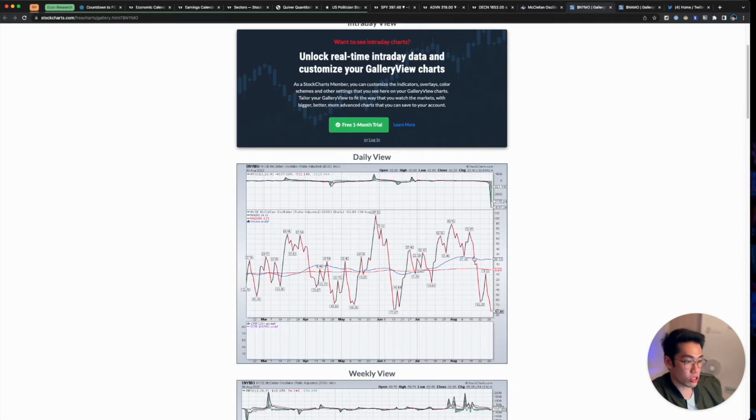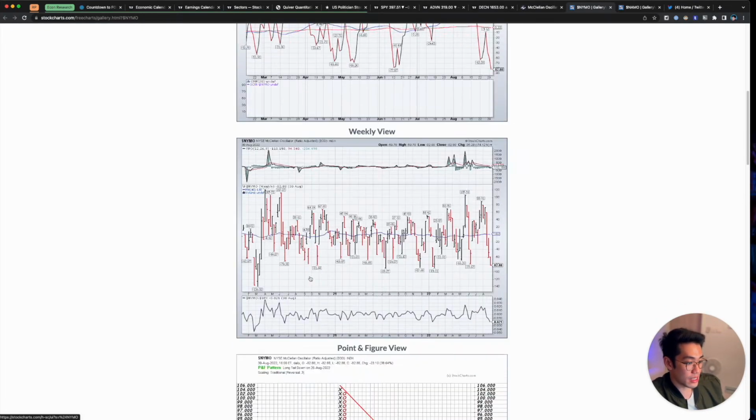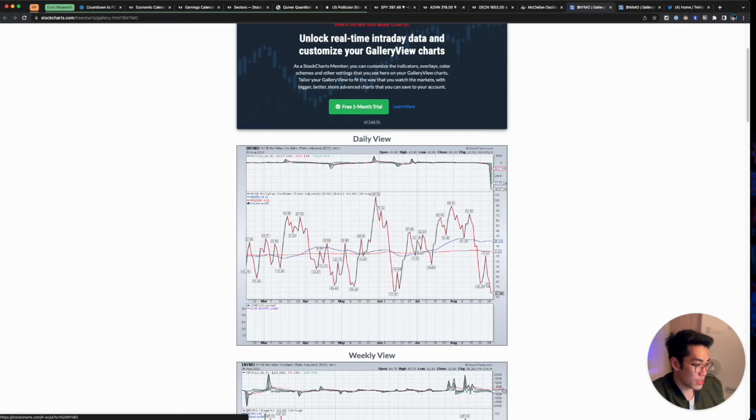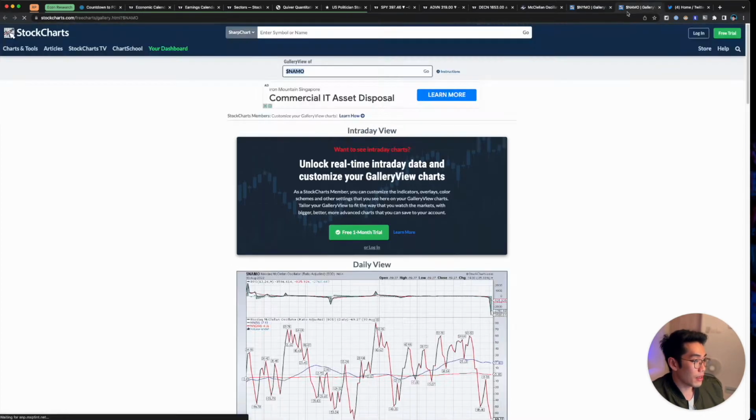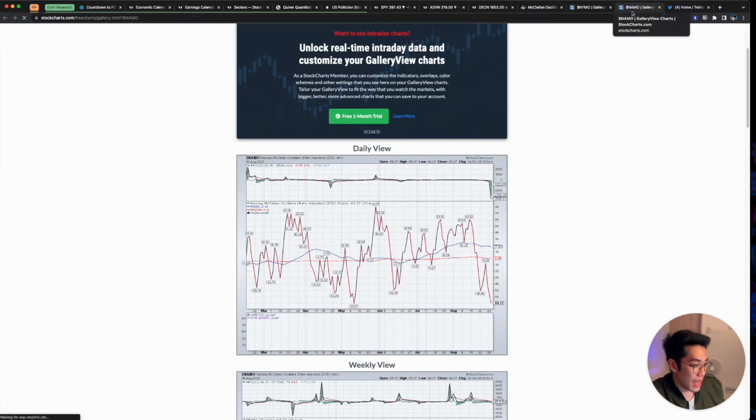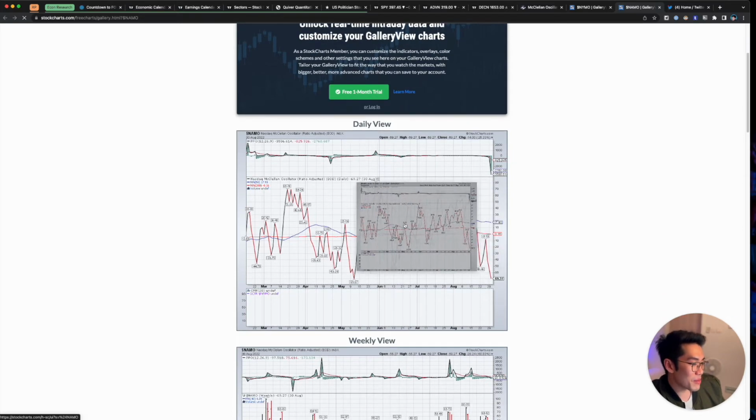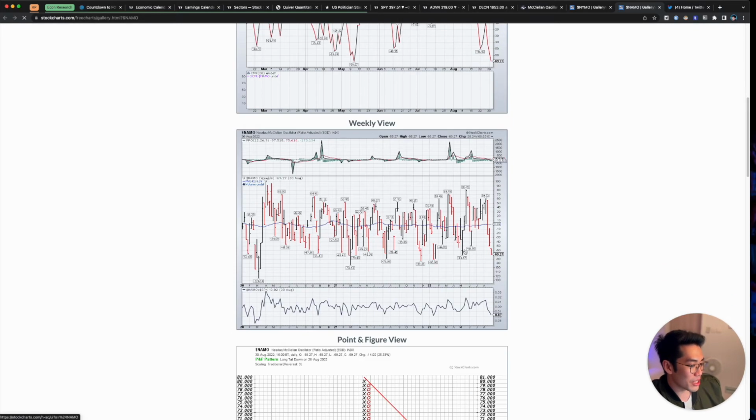You can go to stockcharts.com and get a free version that you can see like this. You got the daily view, you can see it did cross below 80. You can see one for the NASDAQ as well, and you can see it hasn't crossed below 80 yet. So that's giving you a potential signal that the NASDAQ composite is perhaps not ready for a capitulation just yet.